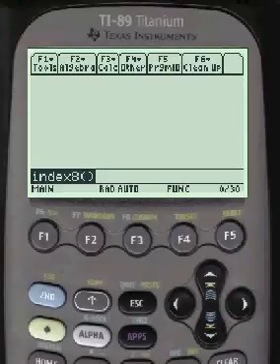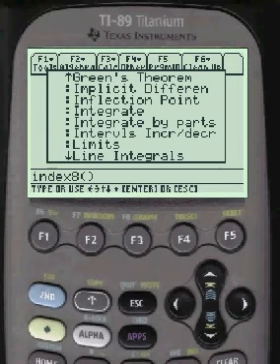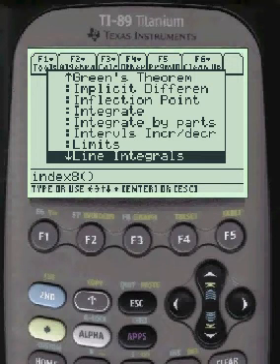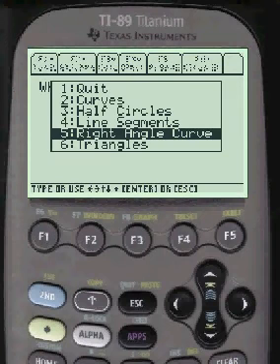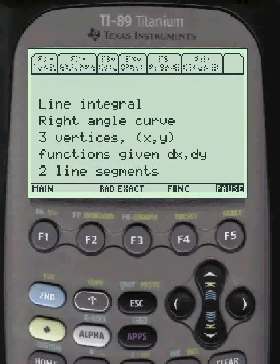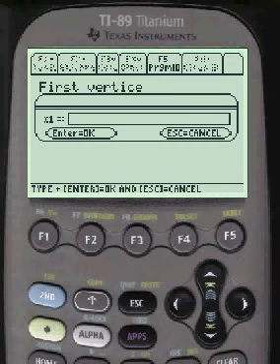A line integral problem regarding a right angled curve. And let's do it. Index 8 to get to my menu. I'm already at line integrals, to save time on the video. And I'm already at right angled curve, which you choose in the next menu. We're going to enter our vertices.